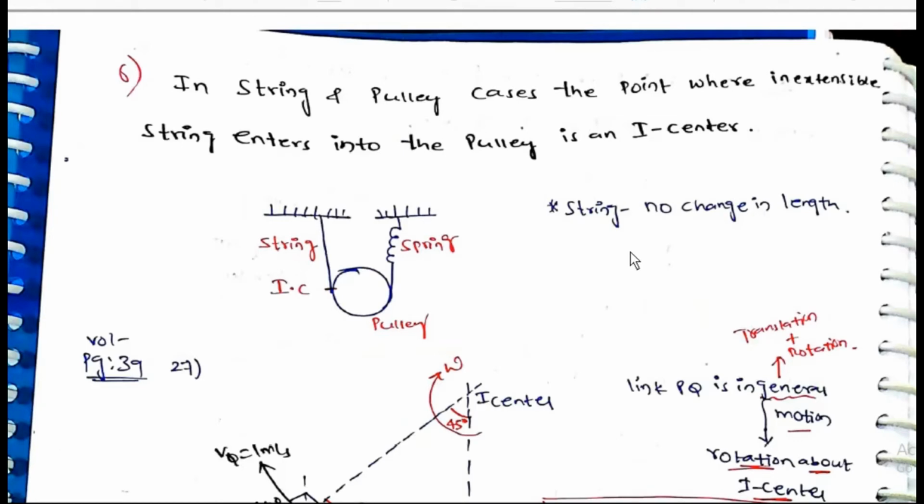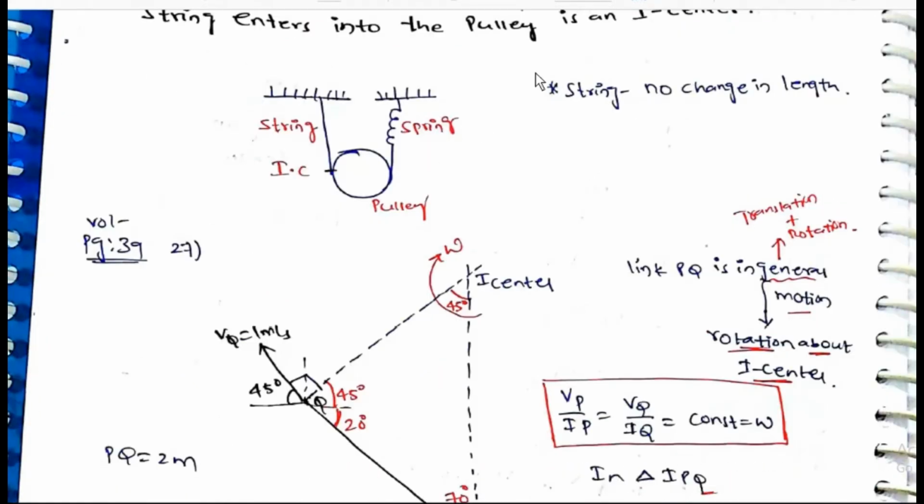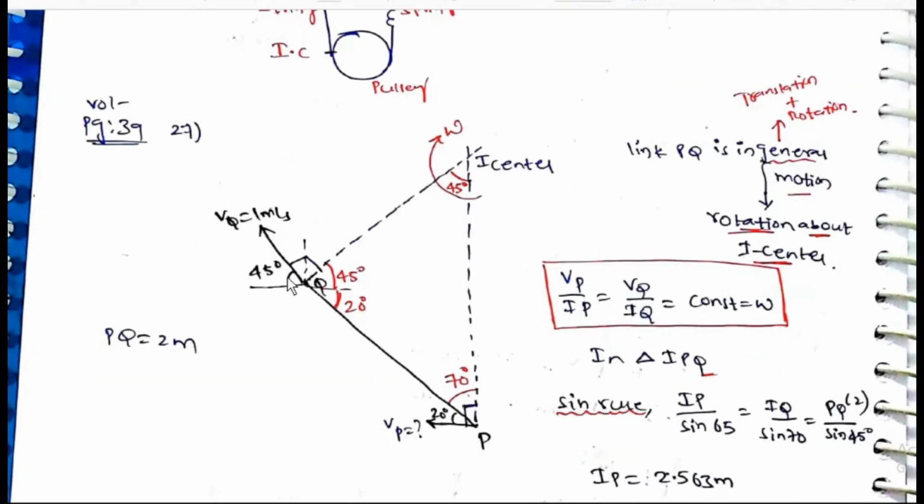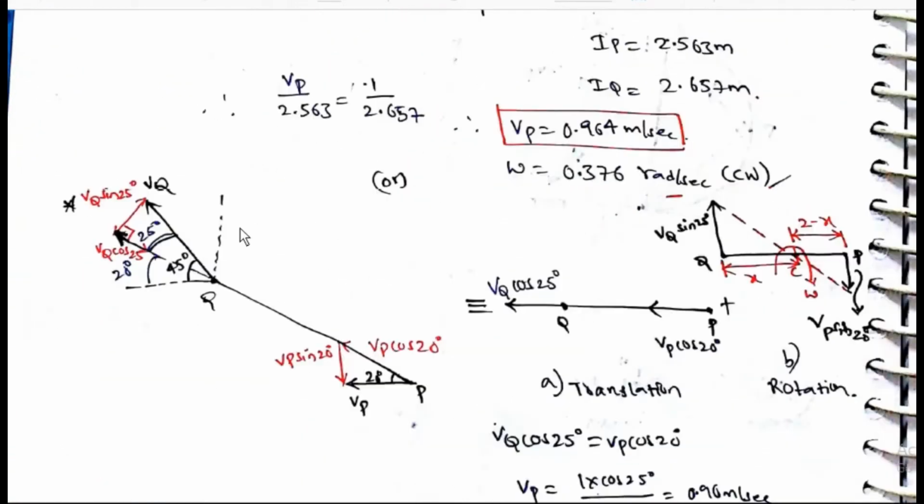In string and pulley cases, the point where the inextensible string enters the pulley is an I center. The string has no change in length. Here the string where it enters is the I center. Okay, this is again a workbook question.